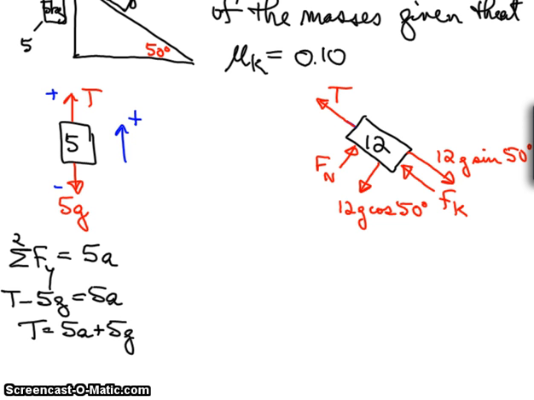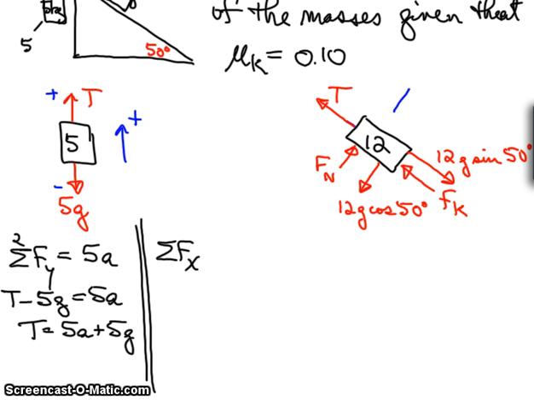Okay, and so now we look at the second mass, and we'll have to do both X and Y here. Y will be interesting because it will give us our F sub n. So for this one, we have the sum of the forces in the X direction. Now in the X direction, how many forces are there? Oh, let me draw my coordinate system here.